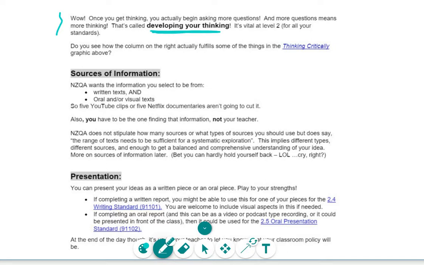Keep pushing for more. Now, point to note, this is vital at level 2, and that's for all of your standards, okay? So not just this one, but you've got to show that developed thinking in your essays as well at the end of the year. So it's really good practice for that.